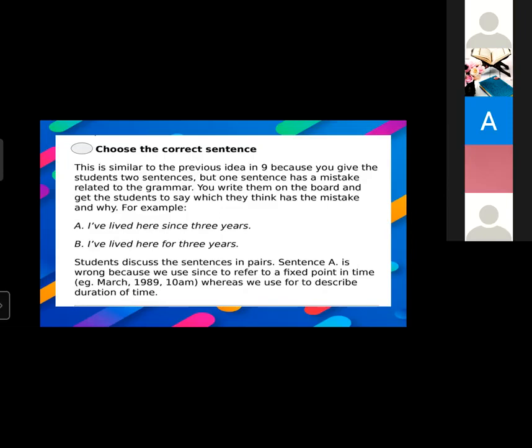This is similar to the previous idea because we give the students 2 sentences, and we ask them which one is correct. And you begin to ask them about the tenses. Is it present simple? Is it present perfect? And so on. So you can ask them to choose the correct sentence, but it depends on their previous background, to choose or to correct the mistakes, okay?